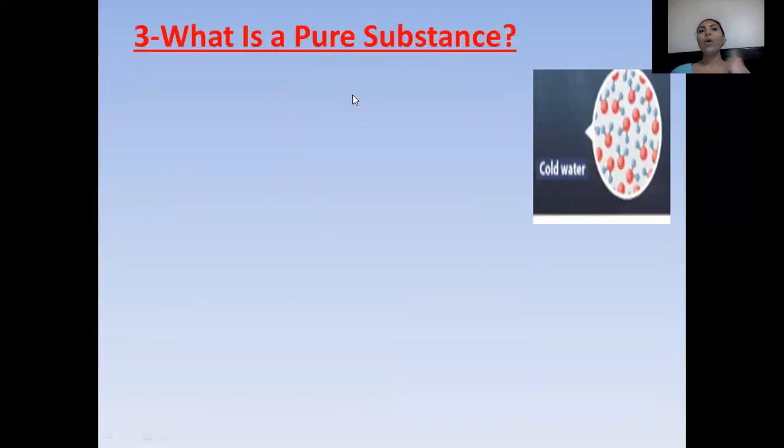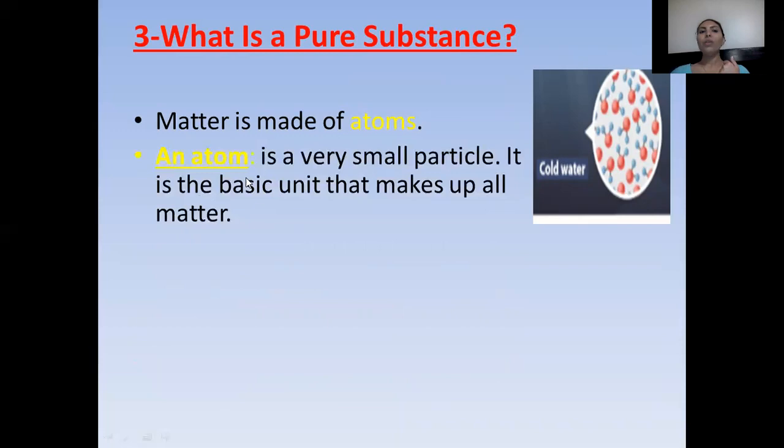And now, what's a pure substance? To know what a pure substance is, we have to know that all matter is made of small units called atoms. Like this picture, water consists of atoms. The red one is oxygen and the blue one is hydrogen. So we say H2O, two hydrogen atoms and one oxygen atom. So an atom is a very small particle, the basic unit that makes up all matter.